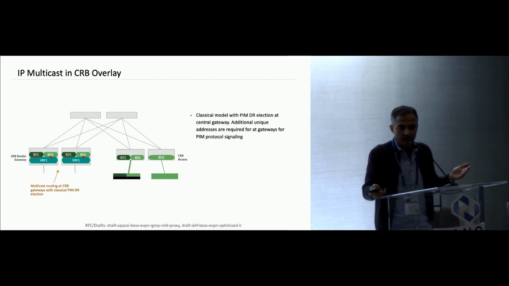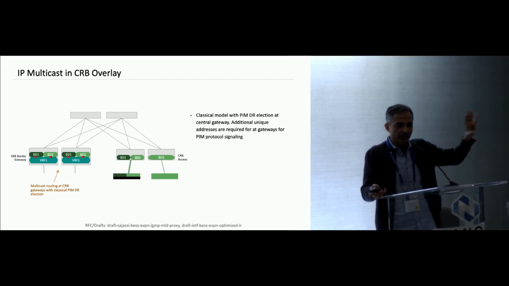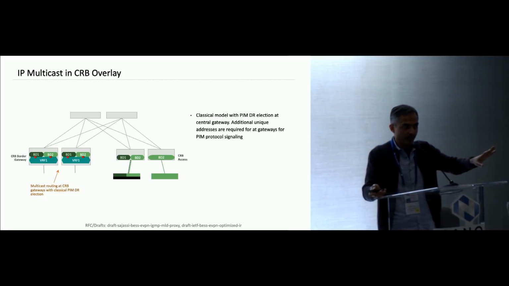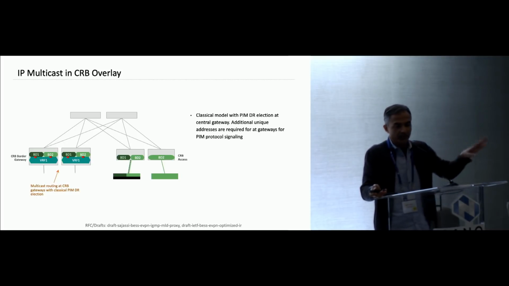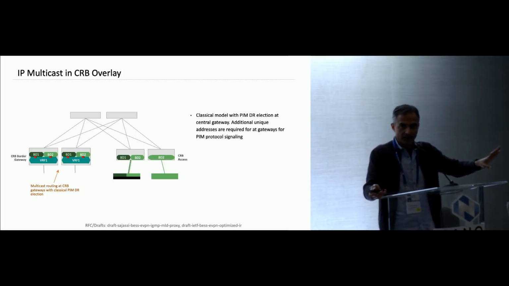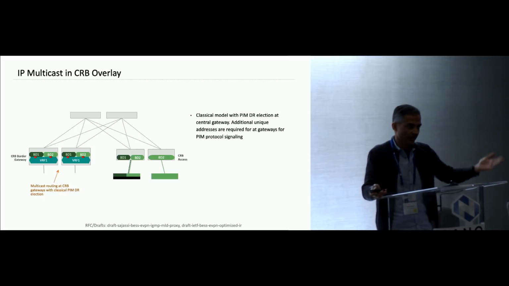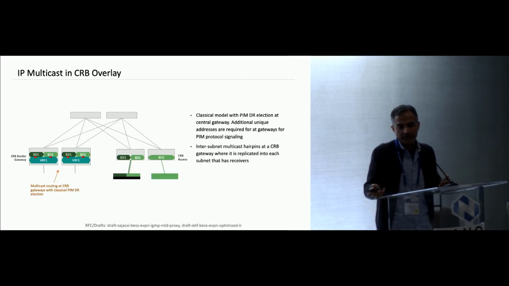We can use a classical model in CRB. Basically, we give each CRB gateway a unique IP address, in addition to its common IP address, its anycast IPs. And we do PIM signaling, and we do regular DR election at the CRB gateways, and we do regular multicast at the CRB gateways. So that's how you can do multicast in CRB.